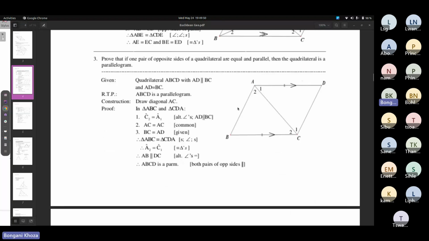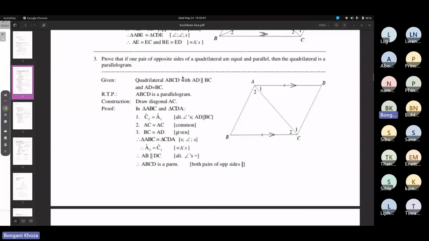All right, another proof that you might have to do is to prove that if one pair of opposite sides of a quadrilateral are equal and parallel, then the quadrilateral is a parallelogram. So if you can prove that one pair, AD and BC, are equal and parallel, then this whole shape is a parallelogram. You're given this quadrilateral ABCD, and you're told that AD is parallel to BC, and also that AD equals BC. You're supposed to prove that this is a parallelogram.